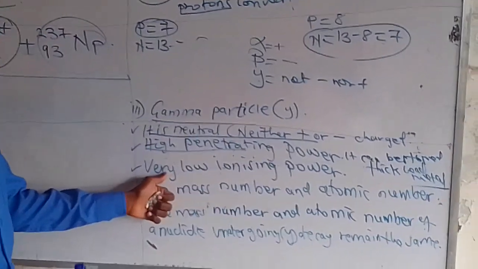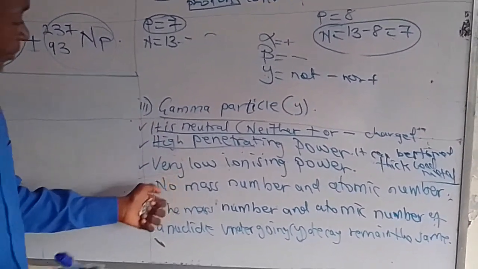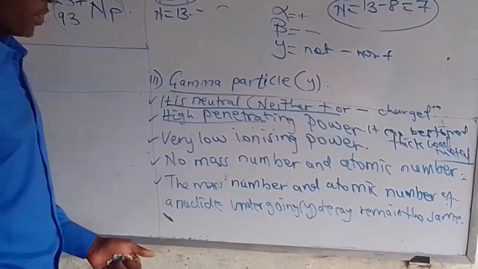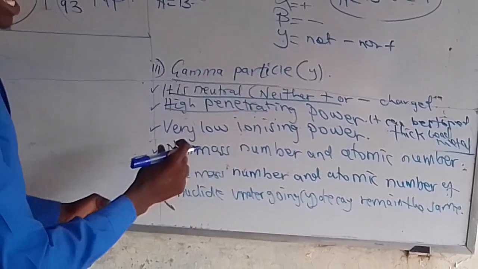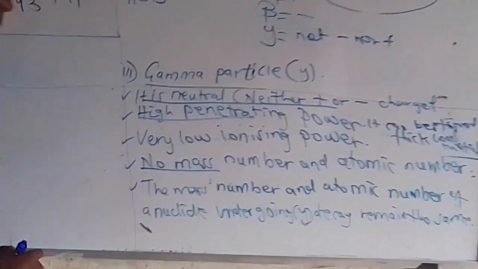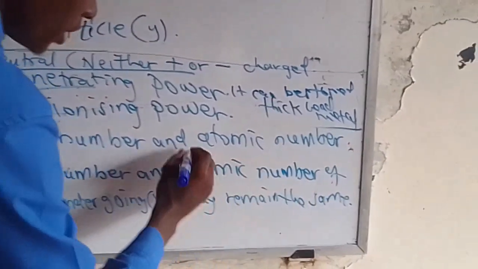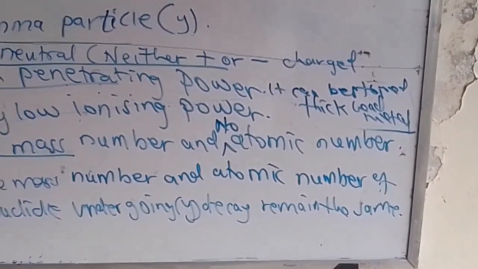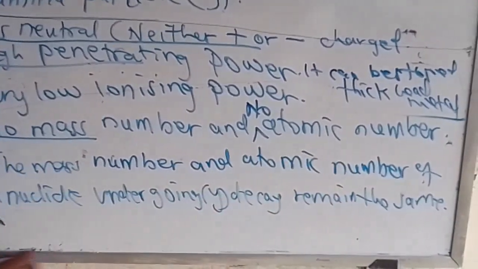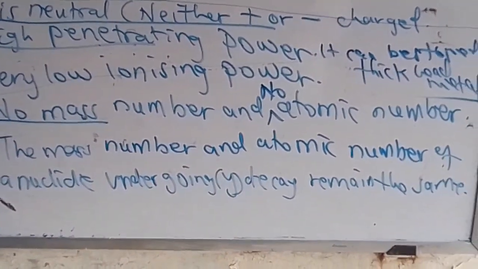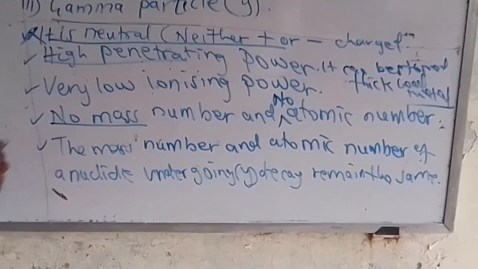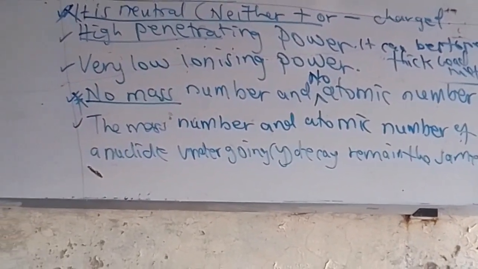Then it has low ionizing power. Put simply, when it has high penetrating power, automatically it has low ionizing power. But when it has a low penetrating power, it will have high ionizing power. Then it has no mass number and no atomic number. It has neither a mass number nor an atomic number. So the mass number and the atomic number of a nuclide undergoing Y decay remain the same. Why do they remain the same? This one is neutral, so it has no effect.